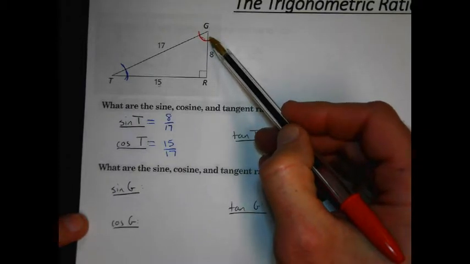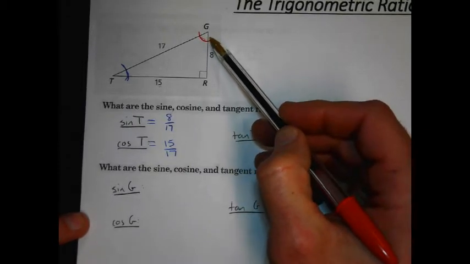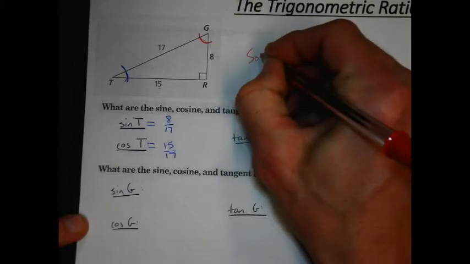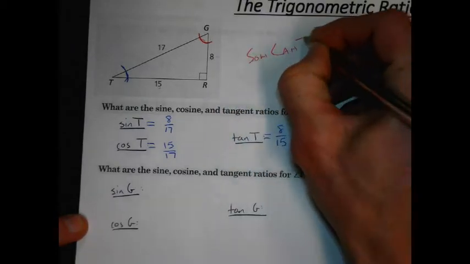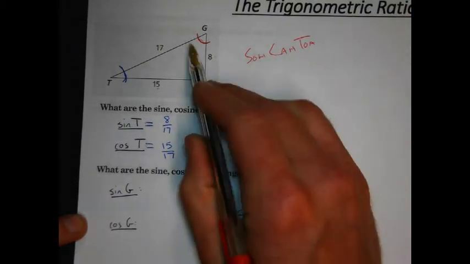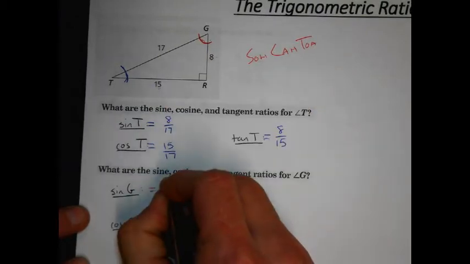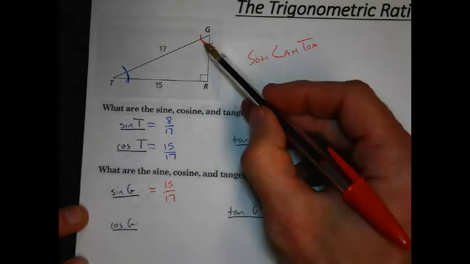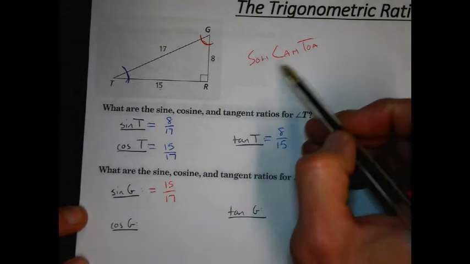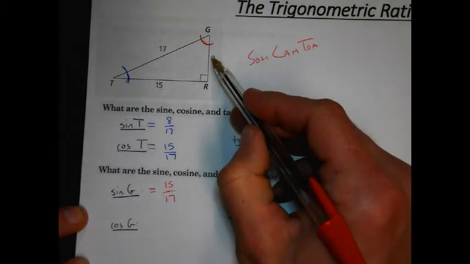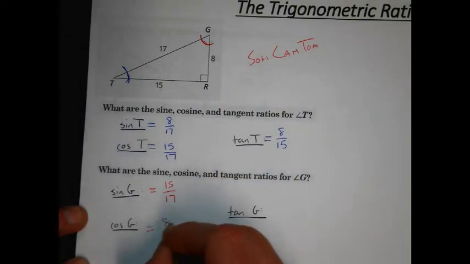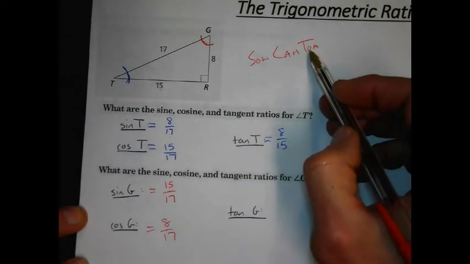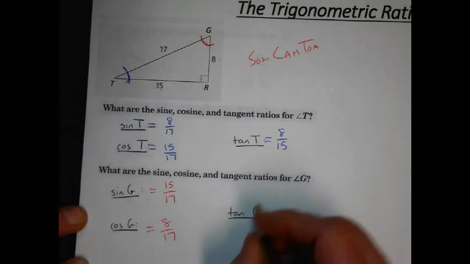Sine is opposite over hypotenuse, right? Remember good old SOHCAHTOA. So the sine is the opposite over the hypotenuse. So the sine of angle G is 15 over 17. The cosine of angle G, adjacent over hypotenuse, 8 over 17. And the tangent of angle G, tangent is opposite over adjacent, 15 over 8.